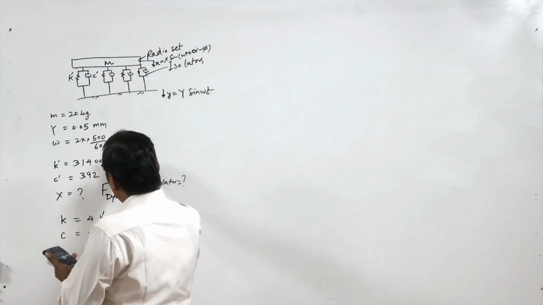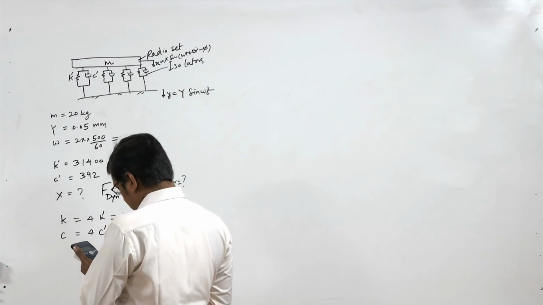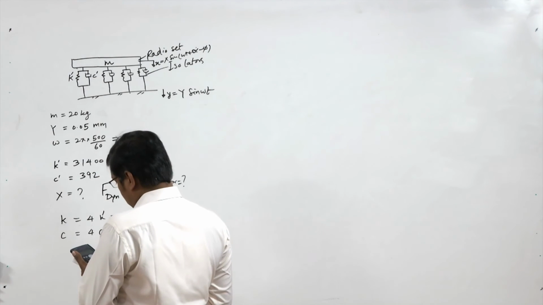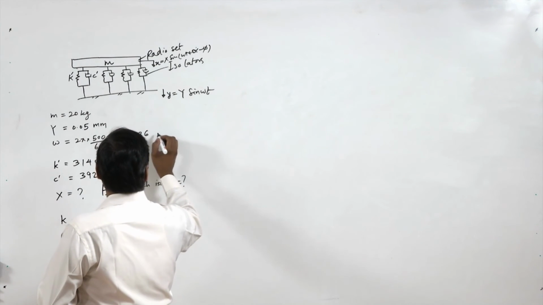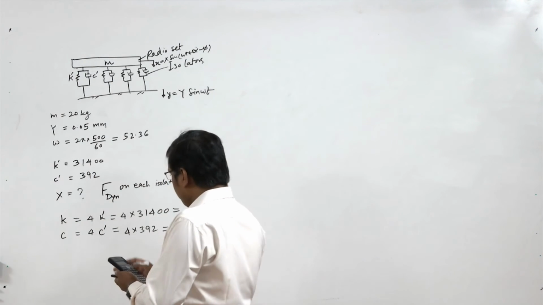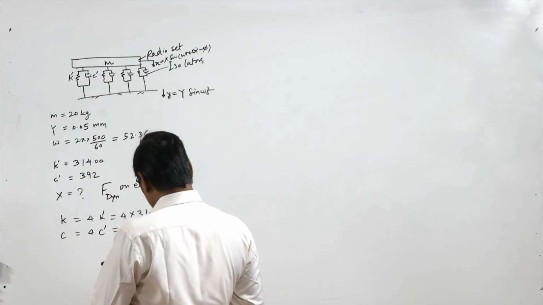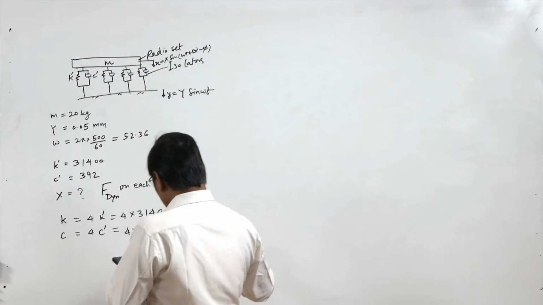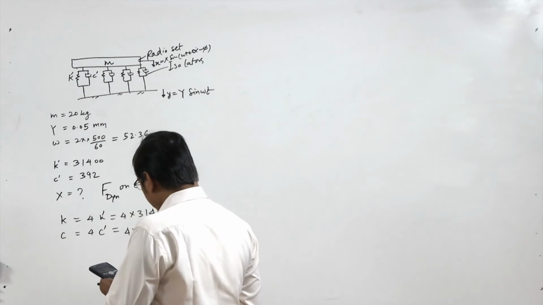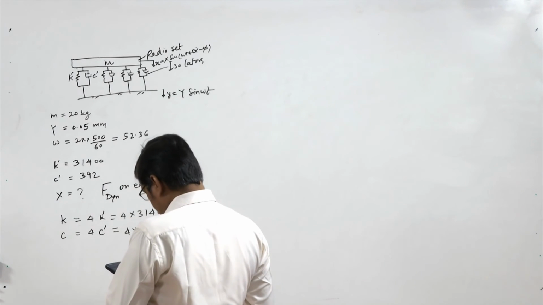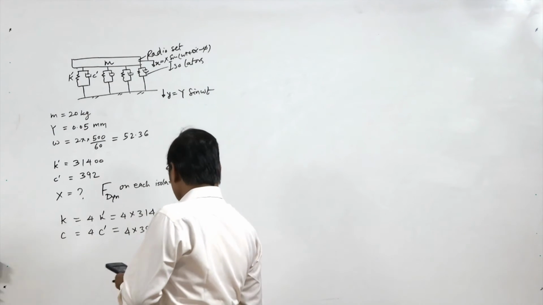So first we calculate omega. So it is 52.36 radian per second, and K is 4 into 31400, so it is 125,600 Newton per meter, and then the damping is 4 into 392, so 1568 Newton second per meter.